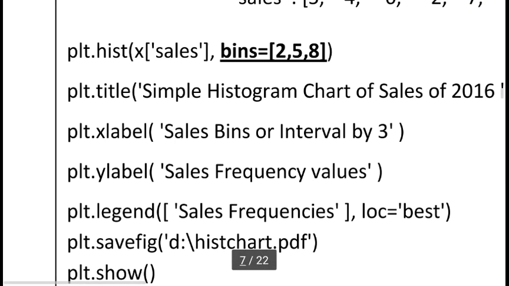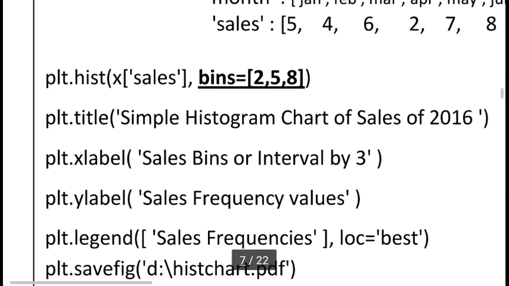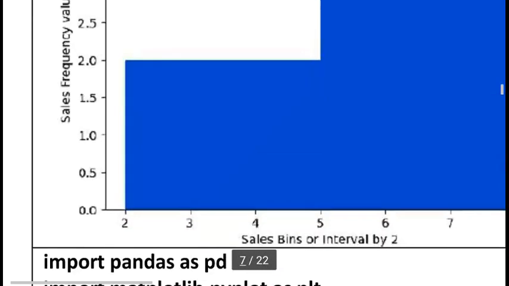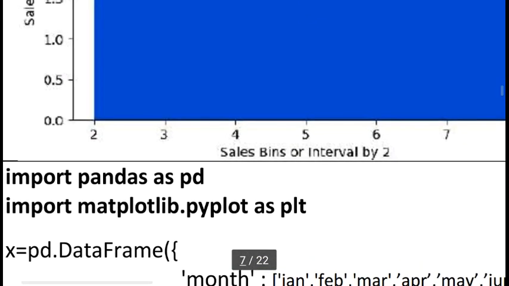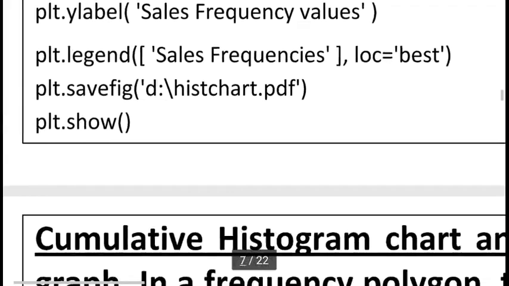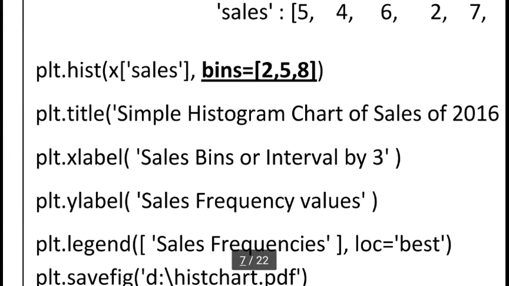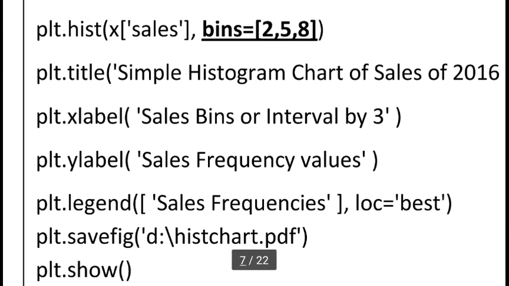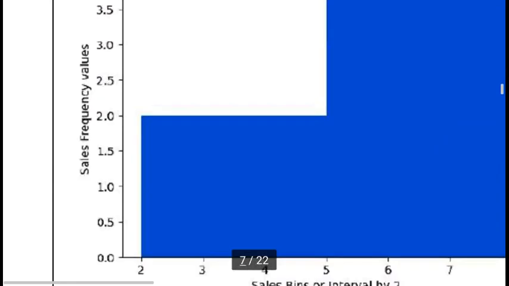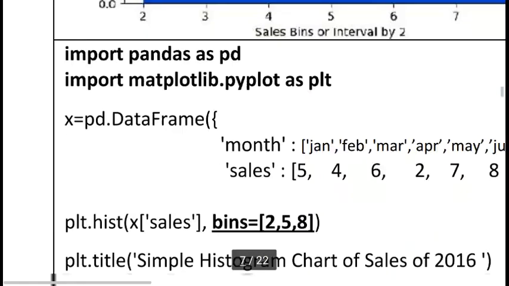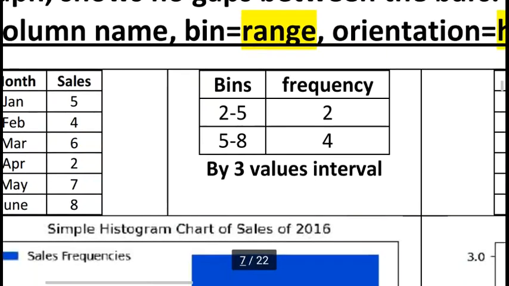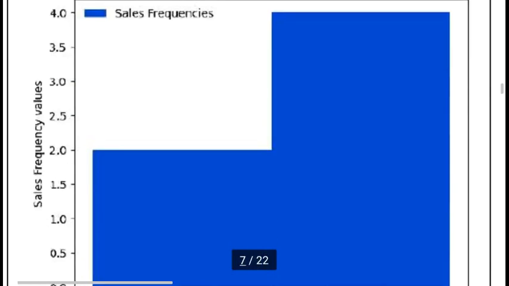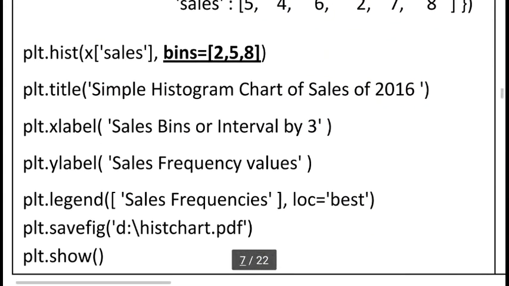Here I am using title, xlabel, ylabel. Title: simple histogram chart of cells 2016. You can see this is our title. On the X axis, cells bin interval by 3, and in ylabel, cells frequency value. And legend, cells frequencies. You can see this is our legend. The blue color shows the cells frequency, and I will save this chart as hist chart pdf, then plt.show.